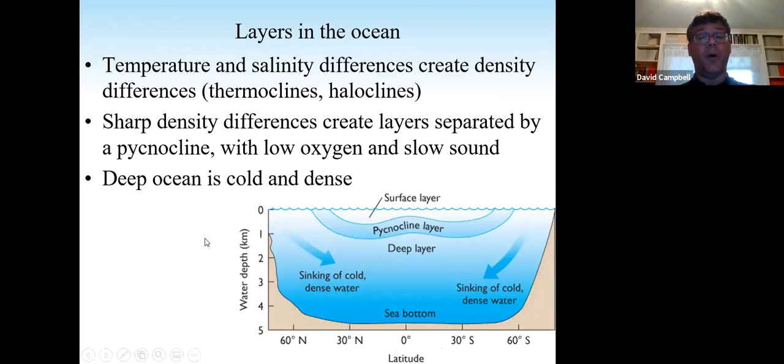Different properties of different parts of the sea lead to producing layers. We have temperature differences that can set up thermoclines, salinity differences, haloclines. Either of those is a type of pycnocline, a density difference. Pycnocline zone, being isolated from above and below, tends to have lower oxygen, drop in temperature, gives slow sound there. The deep ocean regions, the water there is relatively cold and dense throughout.